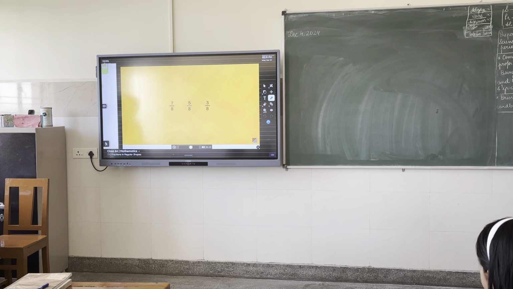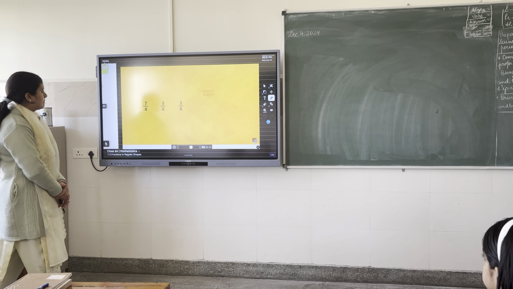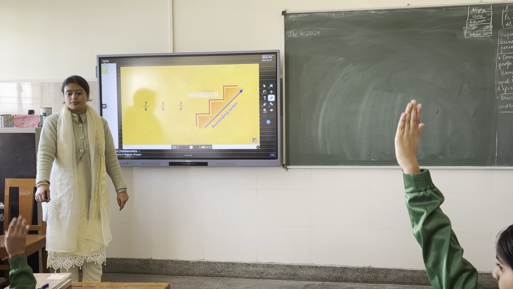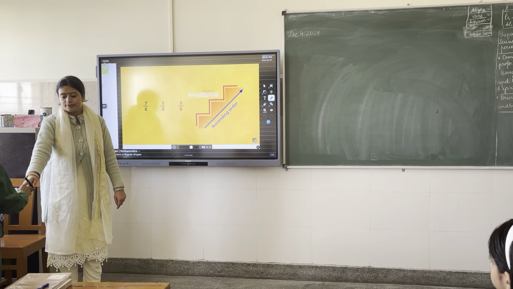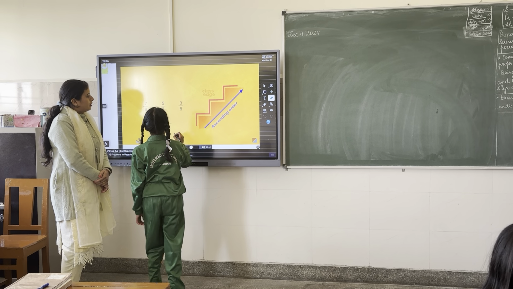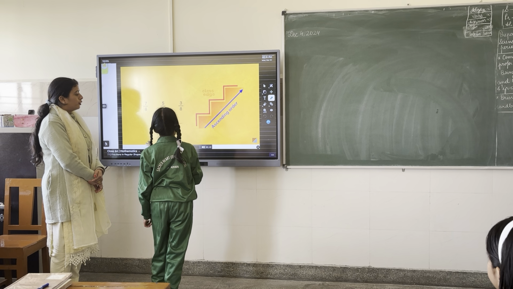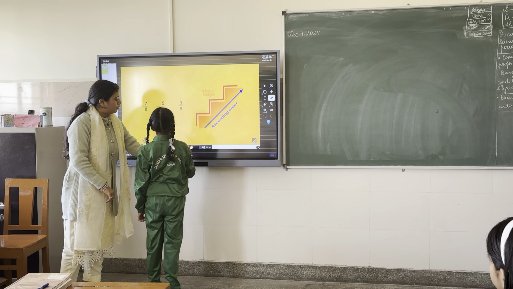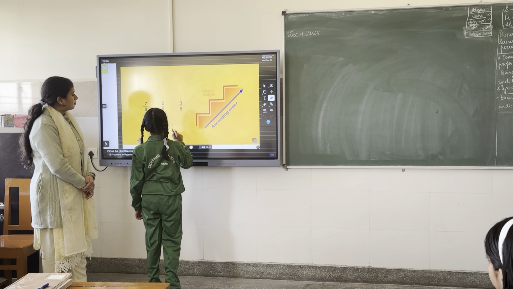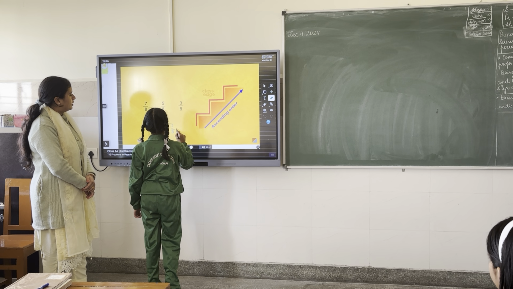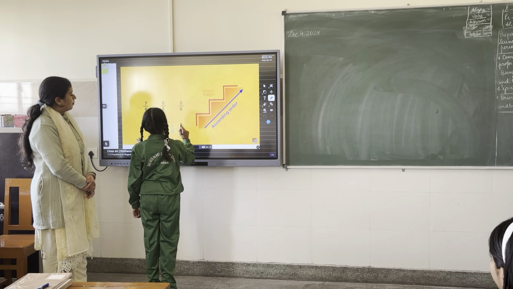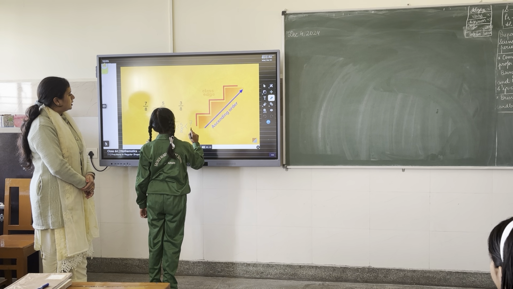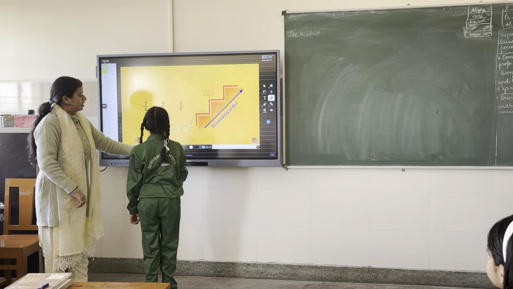Similarly, can you write these fractions in ascending order? We can see. Who will write? Ritika, come. You can use it as a pen. Put it from here. Yeah. 3 upon 8. 5 upon 8. 7 upon 8. Correct. Very nice.